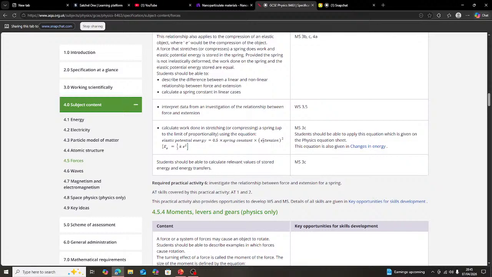the practical is really easy. You just put some weights on the spring. It goes down. You measure the extension. You do it 10 times. Repeat. Calculate a mean. What's the safety on that?